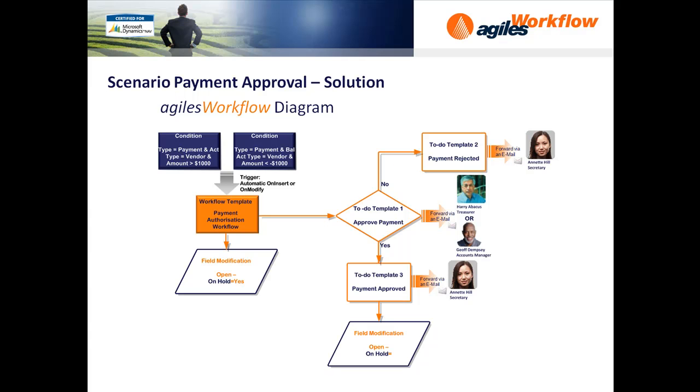If the payment is rejected, then Annette will be notified of this rejection. And if the payment is accepted and approved, Annette will be notified of the approval and the field modification. A Gillis workflow will automatically move the on hold field to blank and take it off hold.